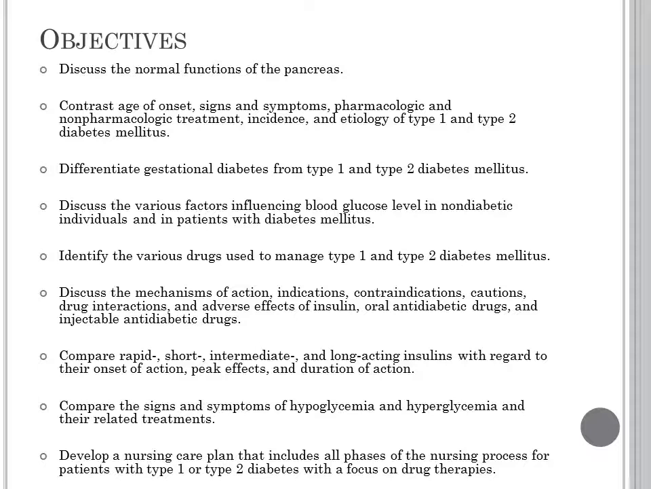Identify the various drugs used to treat type 1 and type 2, and of course discuss the mechanism of action of those drugs. You're going to see this lecture divided into insulin and then oral agents. Within the insulin, we'll compare the rapid, short, intermediate, and long-acting insulins. With the oral agents, we'll talk about the different indications for them, when they're appropriate to use, and what side effects are associated with each oral agent.